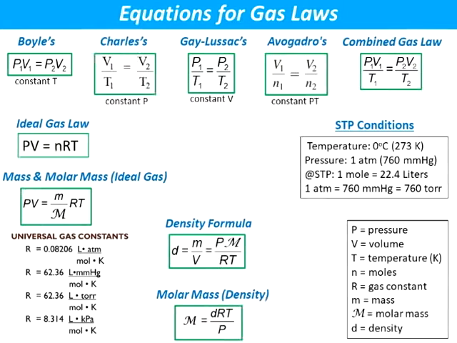Note that when we use the ideal gas law equation, there are universal gas constants and we have to match those to the units. That is an important thing to remember, that matching the R universal gas constant to the rest of the units in the problem is very important.